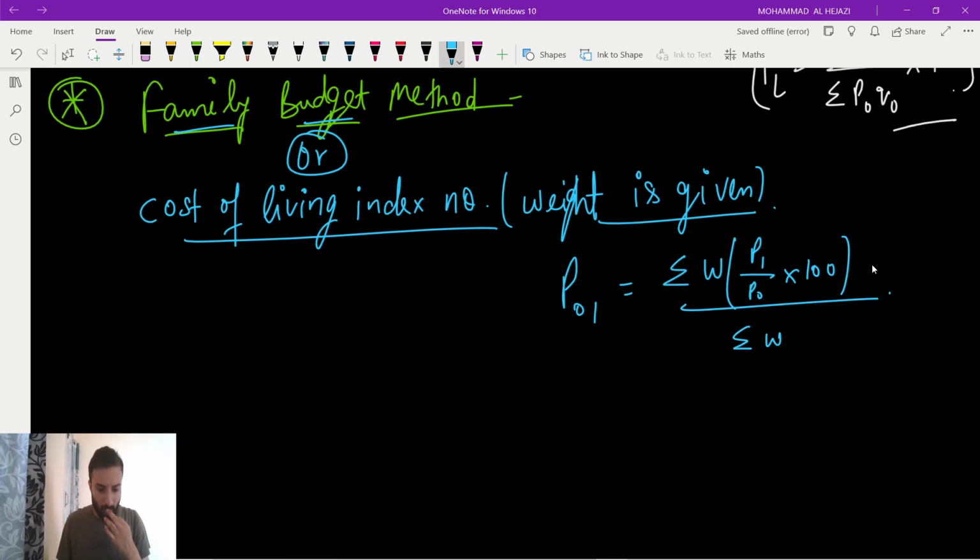I think this is somebody's formula. Yes, weighted aggregative index number. Okay, so remember the thing.